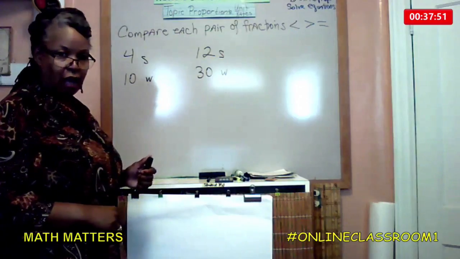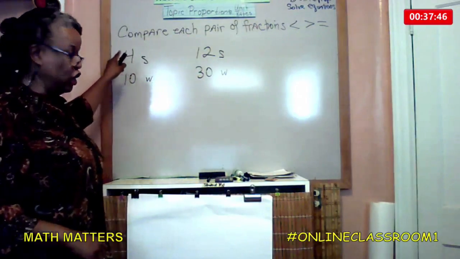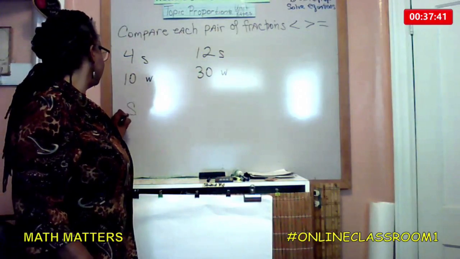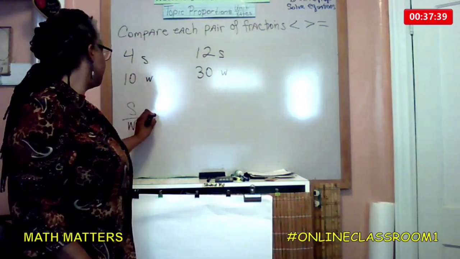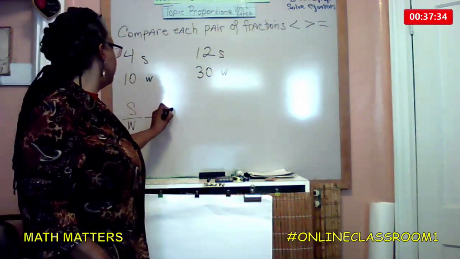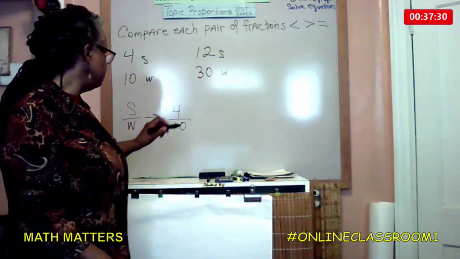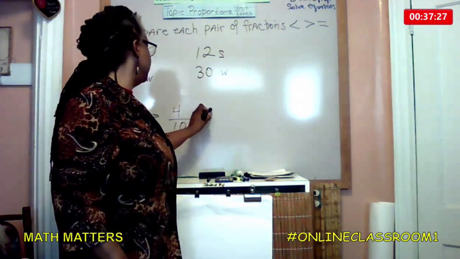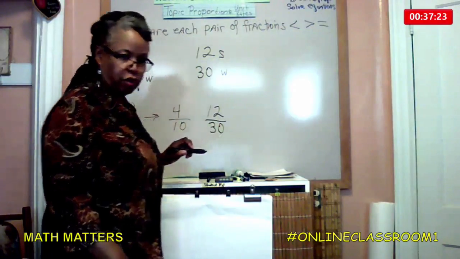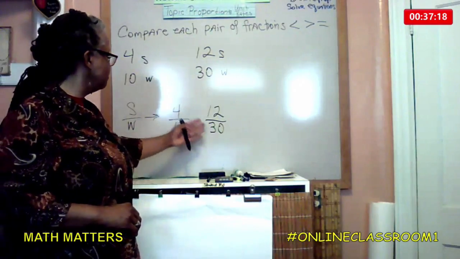Let's discover how to do that. I'm going to turn this into a ratio of scoops to water, so my S to W. My first mixture will be 4 scoops to 10 cups of water. My next mixture will be 12 scoops to 30 cups of water. Will I be able to get the same taste?